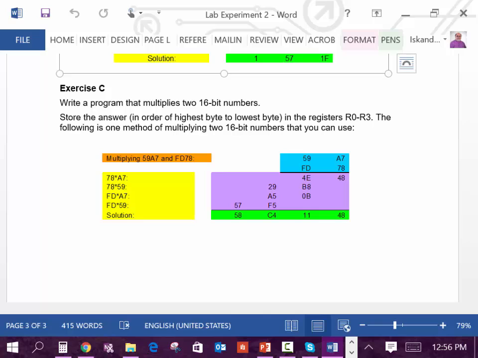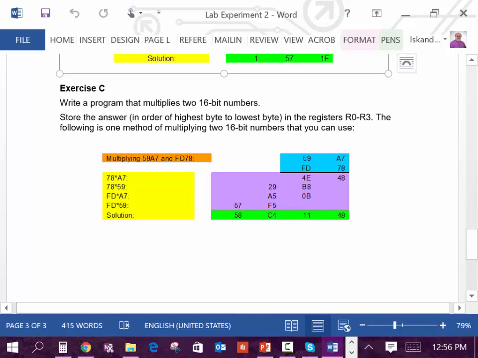Now normally when you multiply 2 numbers, you always write that carry on top and you add that in there. You don't show it as 4 multiplications. But when we do this with a microcontroller or microprocessor, we have to do it as 4 separate multiplications. And then we have to add everything up right there. So highest order, this is going to become R0, R2, R1, R0.